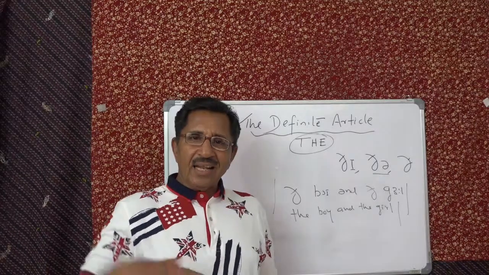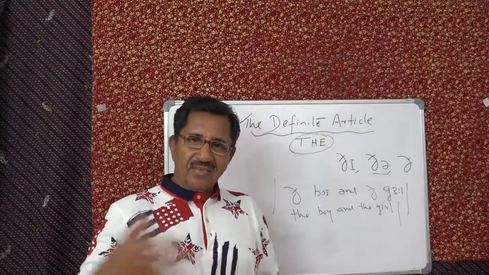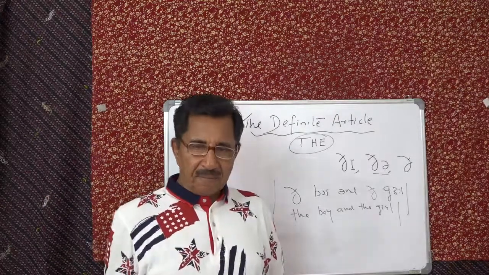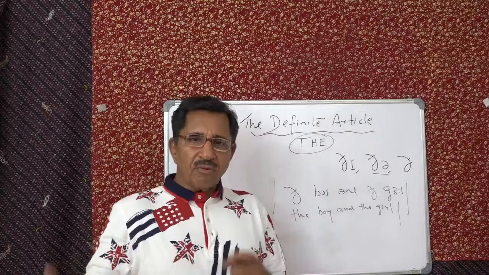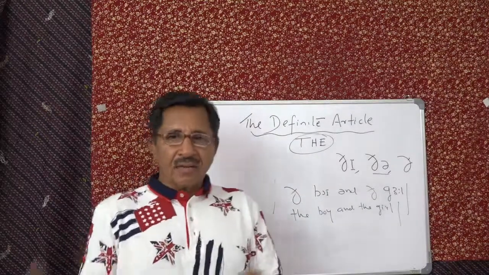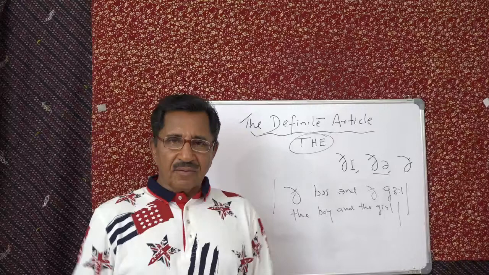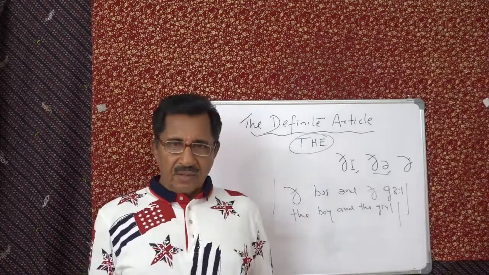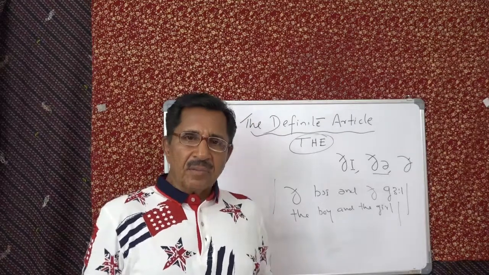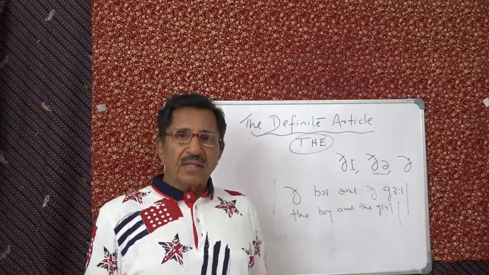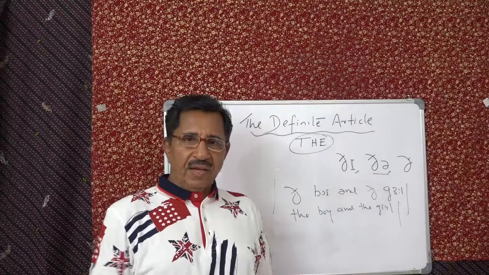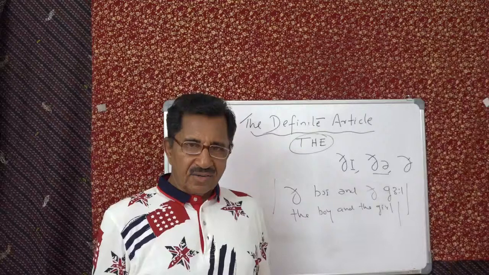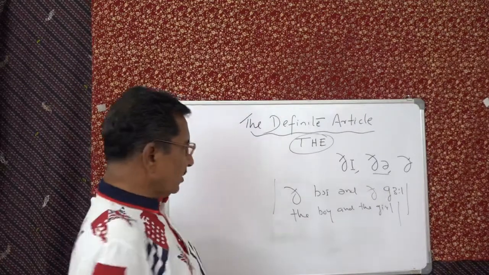See, the hill and the valley. The man and the woman. The mountain and the river. We don't say stressed the mountain and the river. There is the mountain and the river. The river and the valley. The fan and the bulb. You understand? So three pronunciations.